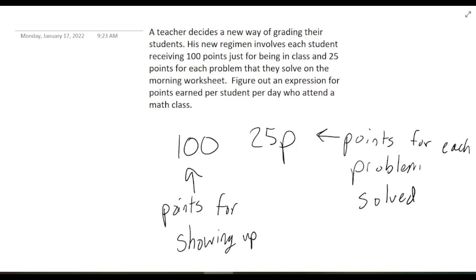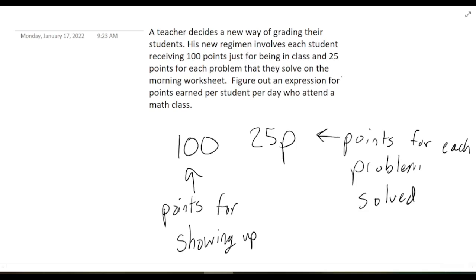Now, the last sentence says, figure out an expression for points earned per student per day who attend a math class. So, because it's an expression, we know that we don't need an equal sign. We're just going to have 100 plus 25P, and we're not going to make it equal to any number. It's just going to be those two numbers.